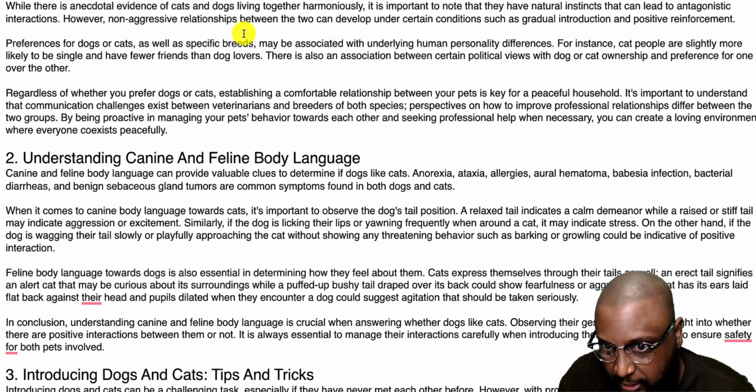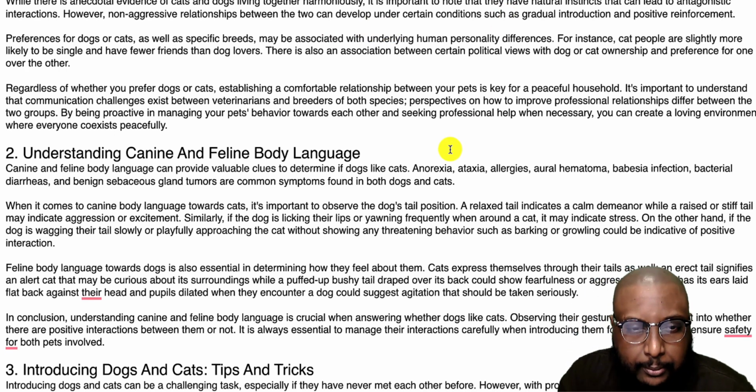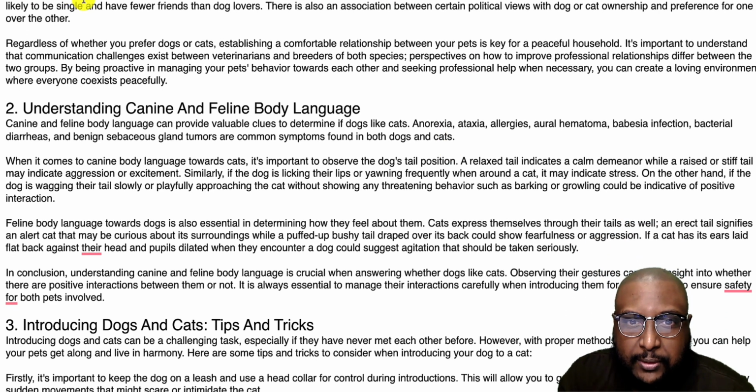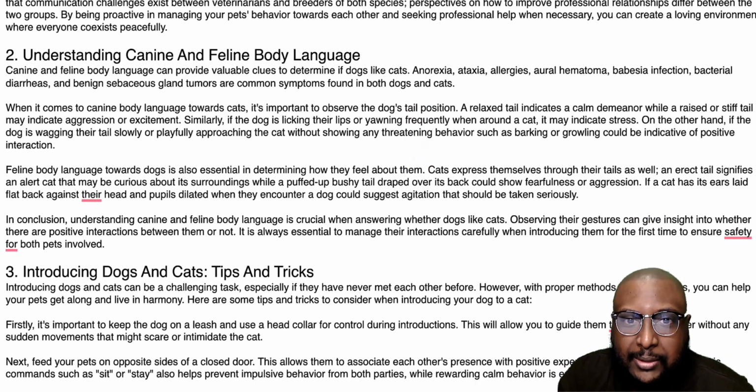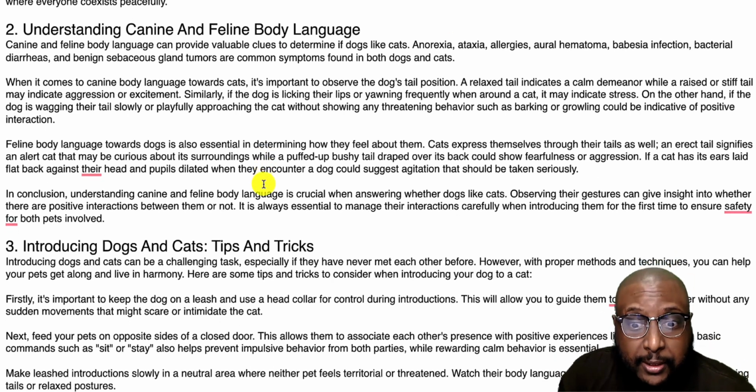However, non-aggressive relationships between the two can develop under certain conditions. Preferences for dogs or cats, as well as specific breeds, may be associated with underlying human personality differences. Wow. Okay. Regardless of whether you prefer dogs or cats, establishing a comfortable relationship between your pets is key for a peaceful household. Okay. It's a very good article.